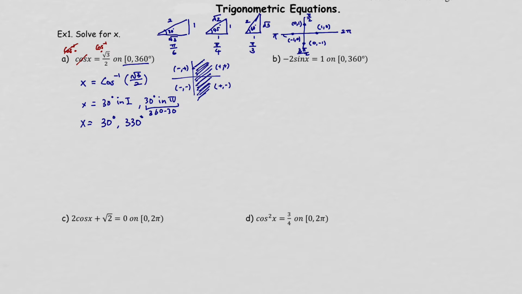So that will be the x value. The way that you can write your solutions, if you're looking for between one unit circle, then you could just say 30 degrees and 330 degrees. But let's say if you didn't have any limits, then you could also say 30 degrees plus 360 degrees k, and 330 degrees plus 360k.